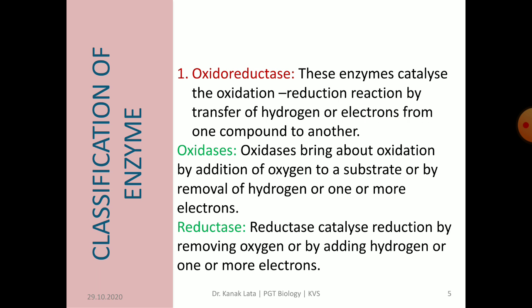First is oxidoreductase. Oxidoreductase enzymes are responsible for catalyzing oxidation-reduction reactions by transfer of hydrogen or electrons from one compound to another compound. Oxidase enzymes complete an oxidation reaction by addition of oxygen to a substrate or by removal of hydrogen or one or more electrons, whereas reductase enzymes catalyze a reduction reaction by removing oxygen or by adding hydrogen or one or more electrons.